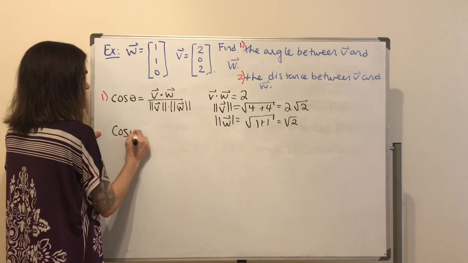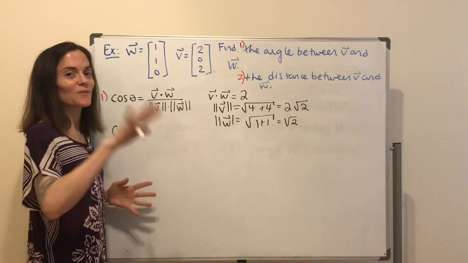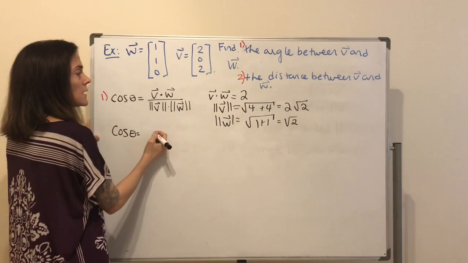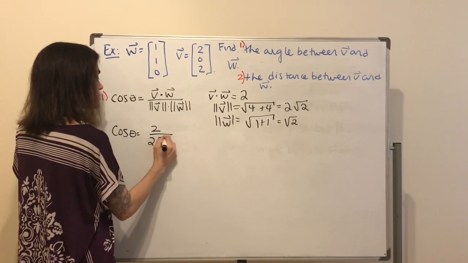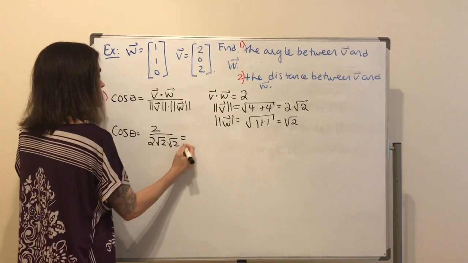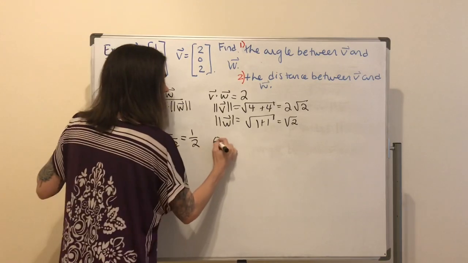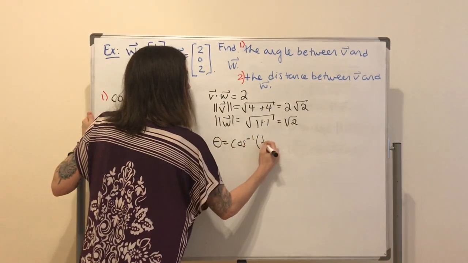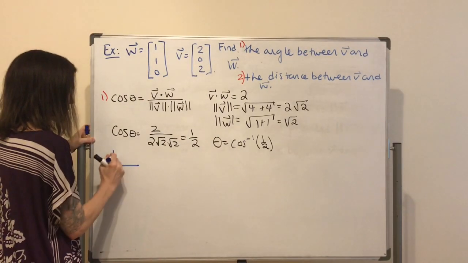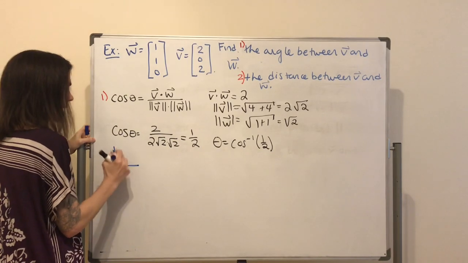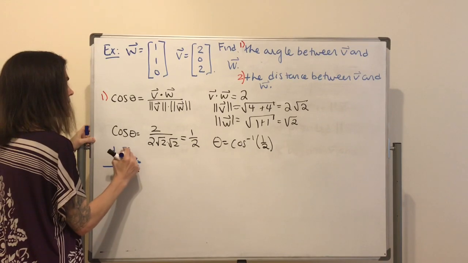So I know the cosine of theta, where theta is the angle between V and W and always measured between 0 and pi, is 2 over 2 square root of 2 times square root of 2, which is 1/2. Well, now you just have to think a little bit about trigonometry. This is the cosine inverse of 1/2. And here, if you think first quadrant, I always remember you have these two here. One's pi over 6, one's pi over 3.